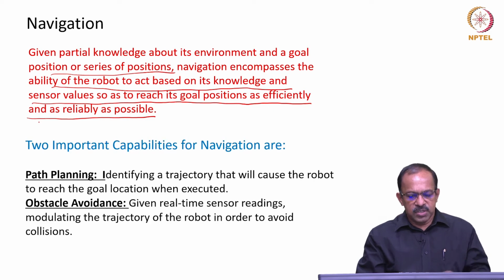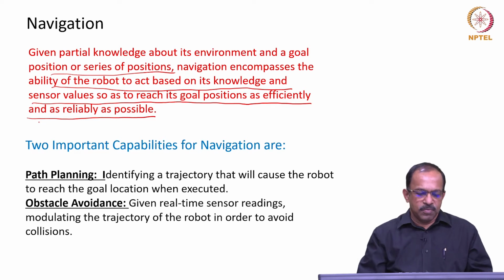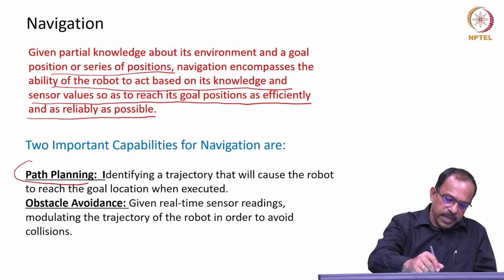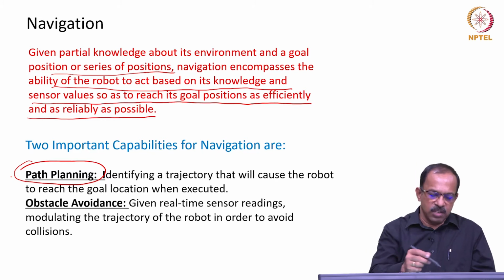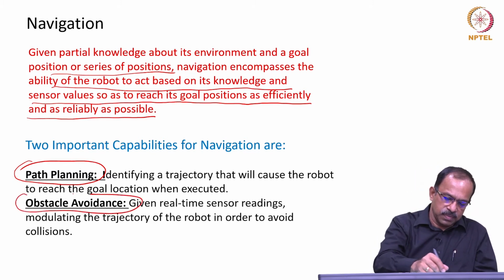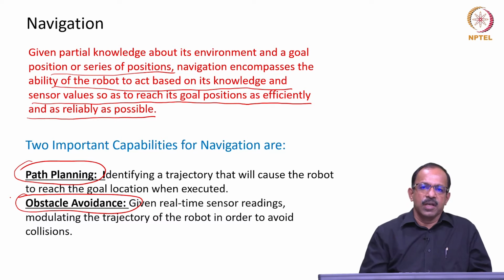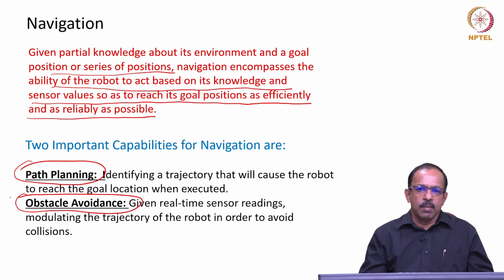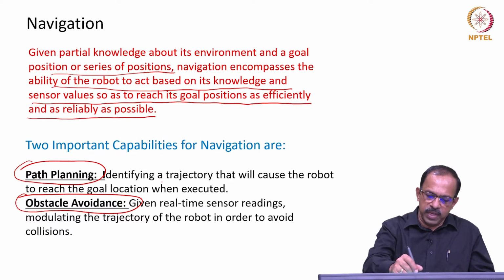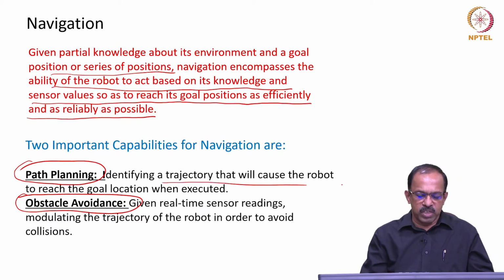And this involves two important capabilities for robots. The first one is what we call path planning, and the second one is obstacle avoidance. So if the robot has to navigate, first it needs to plan a path from the current location to the target location or via points, and that is basically the planning of the path. So it will be identifying a trajectory that will cause the robot to reach the goal location when executed. So that is basically path planning.